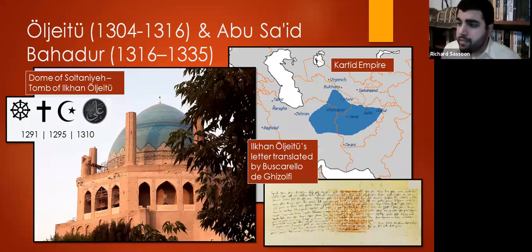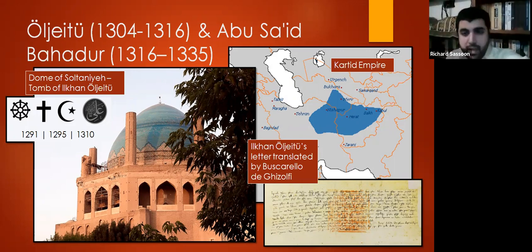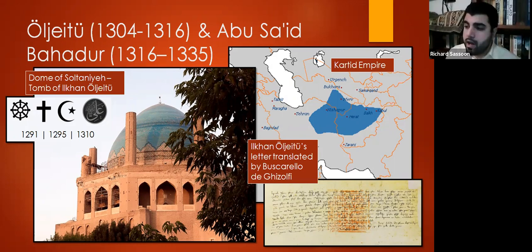And the second was that he fought a very long war against the Khartid Empire, which eventually resulted in a victory for the Ilkhanate, but a very Pyrrhic one that allowed the Khartids to remain independent until they were conquered by Timur.